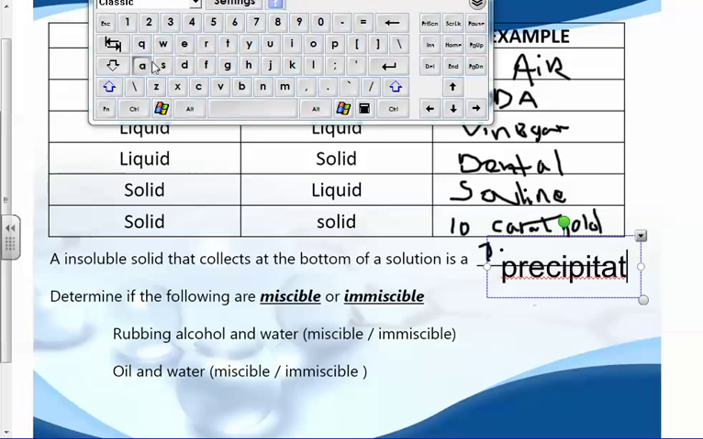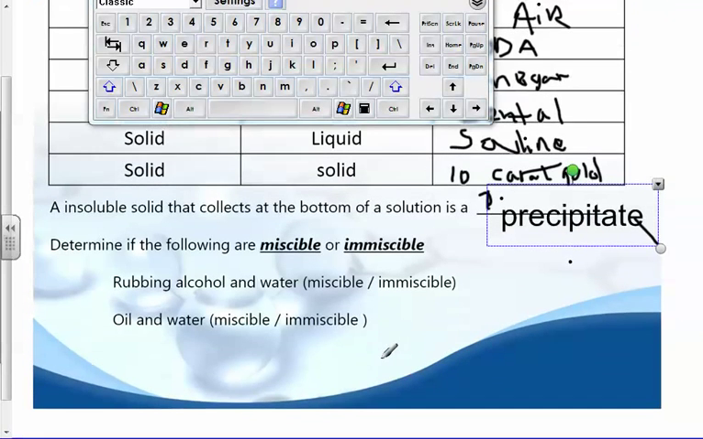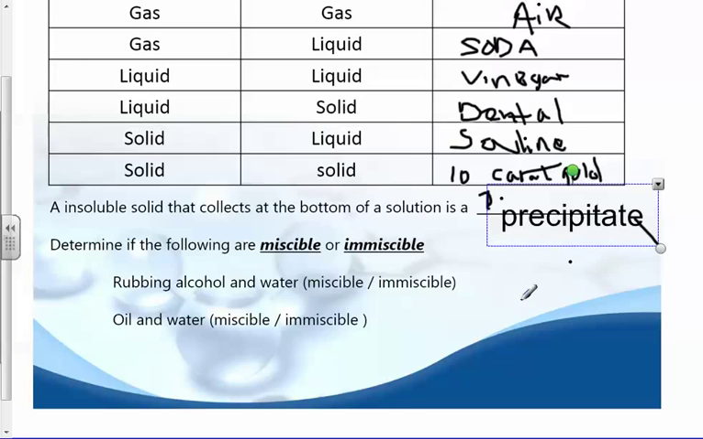That way that gives you the word. Yeah, so we're just going to make that smaller. So a precipitate is one of those things that settles out to the bottom of a liquid, and it makes it kind of cloudy looking. Rubbing alcohol and water are miscible.